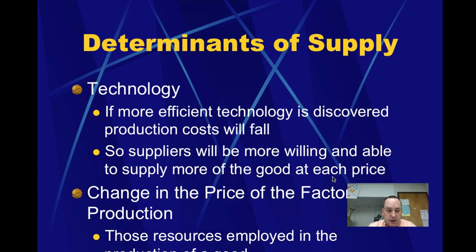Some determinants of supply. One, if there's a change in technology that makes it easier to produce something, that would certainly increase supply.